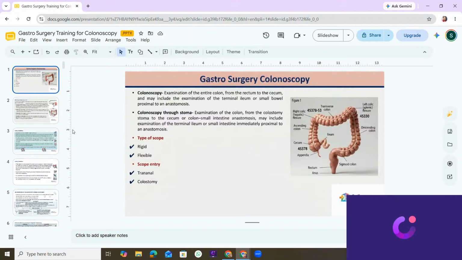Gastrosurgery training for the colonoscopy. First, we know that colonoscopy is an examination of the entire colon, from the rectum to the cecum, and may include examination of the terminal ileum or small bowel, proximal end anastomosis. So this is a colonoscopy, right? Rectum to the cecum. If the scope reaches the cecum, that time it is considered a complete colonoscopy.